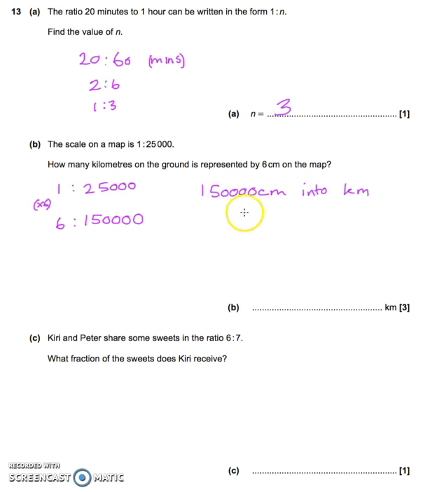You could think of it turning it into metres. So if we turn it into metres, we divide by 100 because there are 100 centimetres in 1 metre. So divide by 100, we've got 1,500 metres. And then we can convert that into kilometres by dividing by 1,000 because there are 1,000 metres in a kilometre. So bits of knowledge you have to have in order to be able to do that.